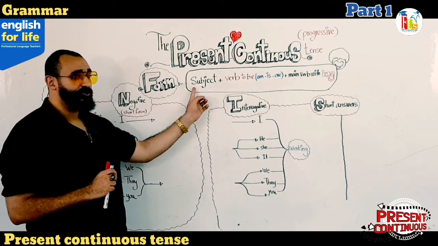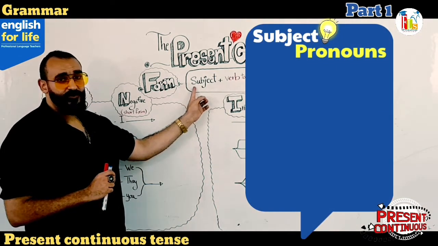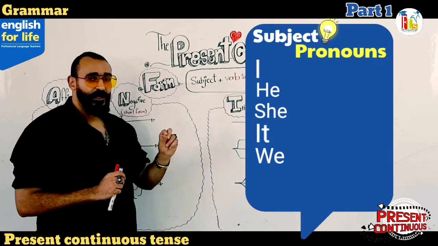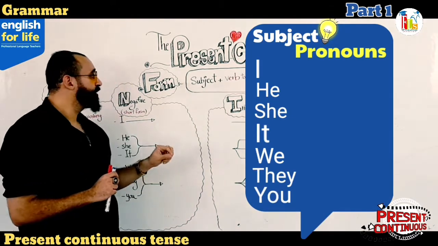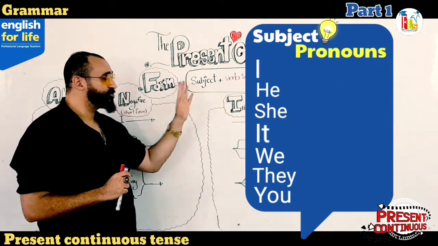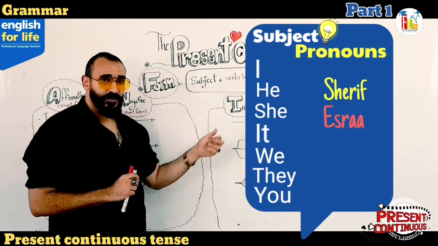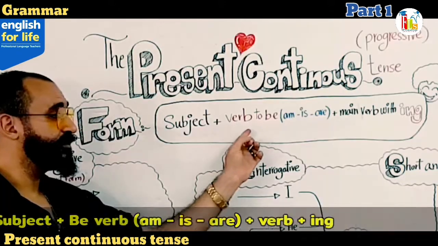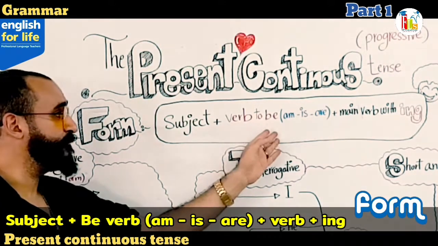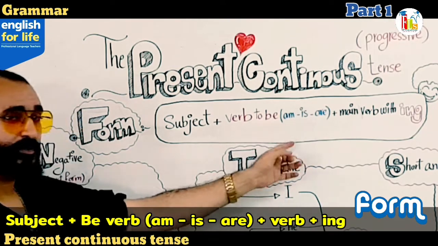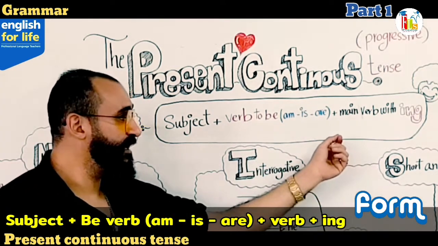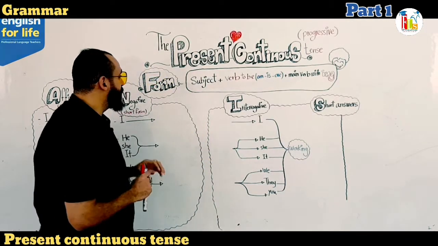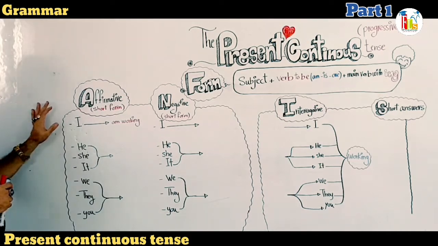We will talk about subject or subject pronoun like I, he, she, it, we, they, and you. Or it could be a name. It could be Sharif. It could be Ezra. It could be Marwa. Okay. And also we will talk about verb to be, or the be verb. Am, is, are, plus the main verb in the sentence, plus ing. So I will explain more, but let's talk about the first part.